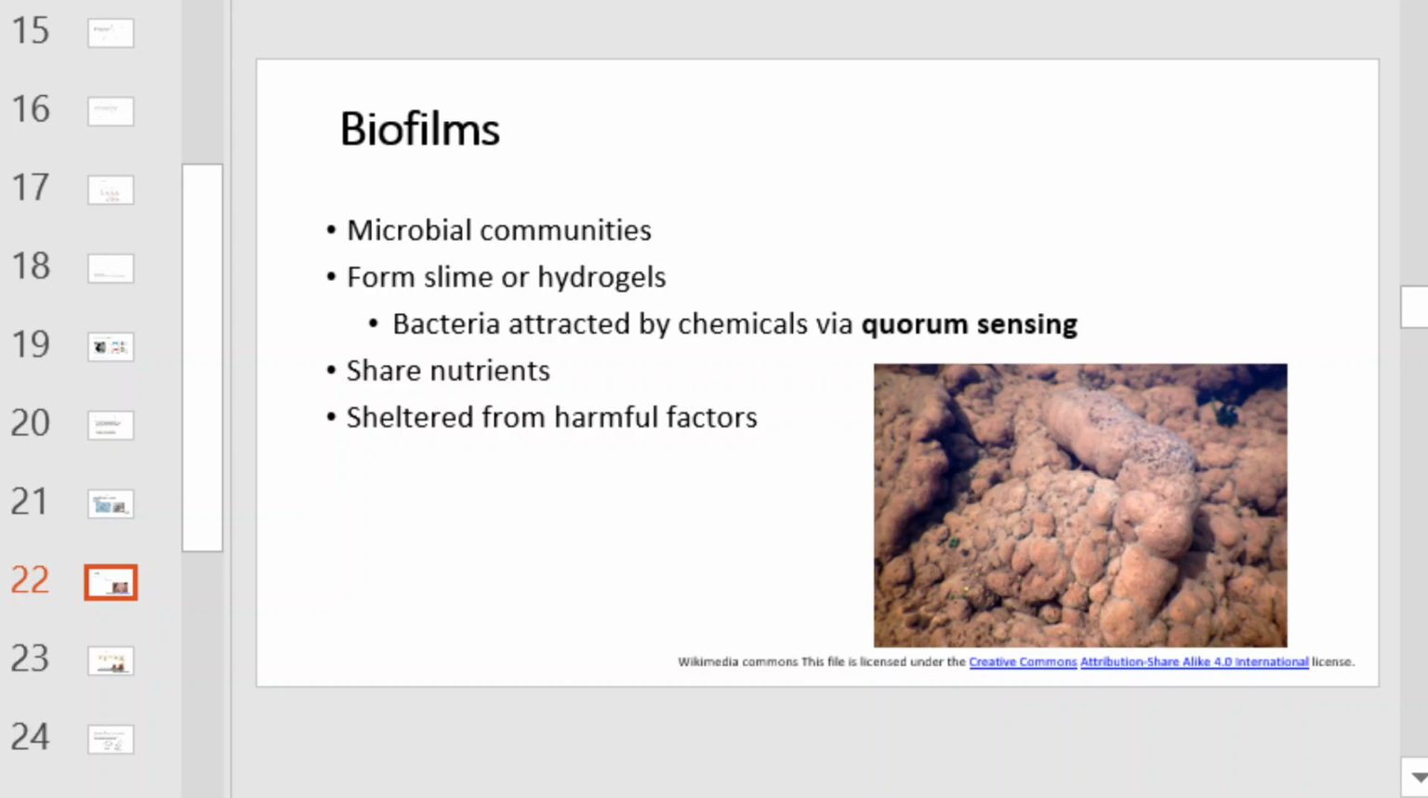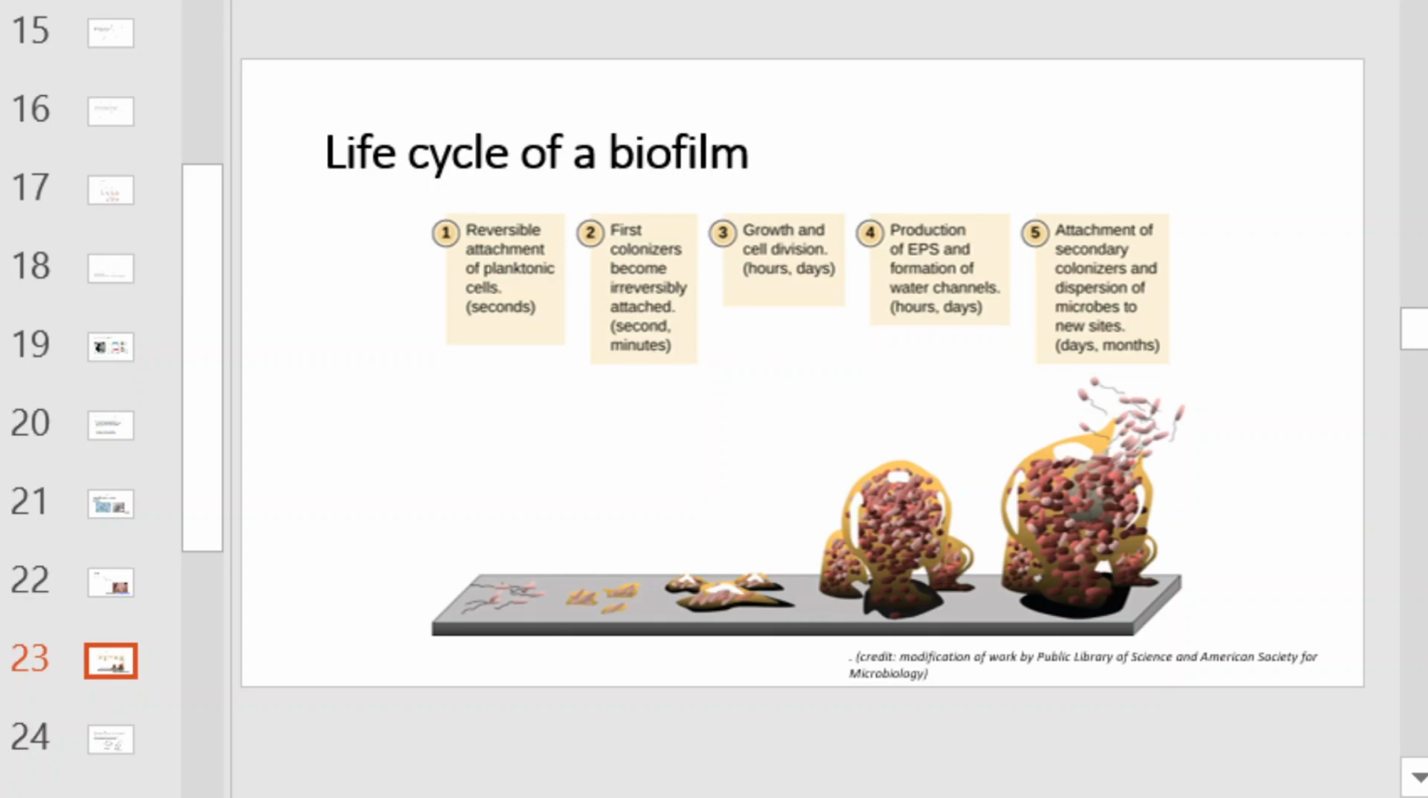Biofilms. Biofilms are microbial communities. They tend to form slime or hydrogels. Bacteria are attracted to biofilms by chemicals via quorum sensing. Organisms in biofilms will often share nutrients, and they can shelter one another from harmful factors. This is an example of the life cycle of a biofilm.